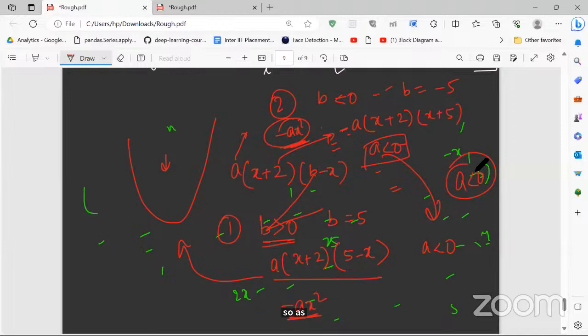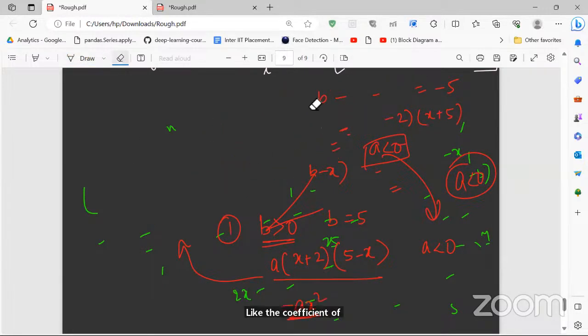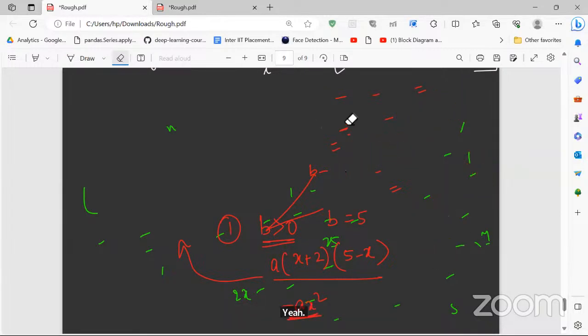Sir, why do we check the condition on B? I'm not depending on B, I'm just taking the coefficient of x square, which can be any value, right? Sir, you can expand the equation and explain, then they will understand it easily. The coefficient of x square should be positive, that's all. It's just for the explanation purpose, so that you'll understand it better.